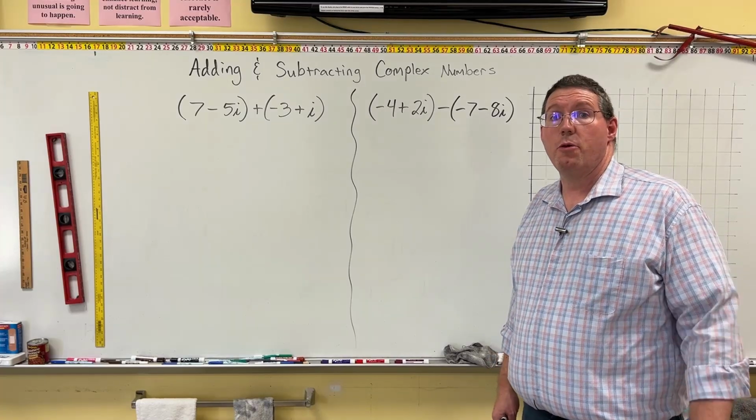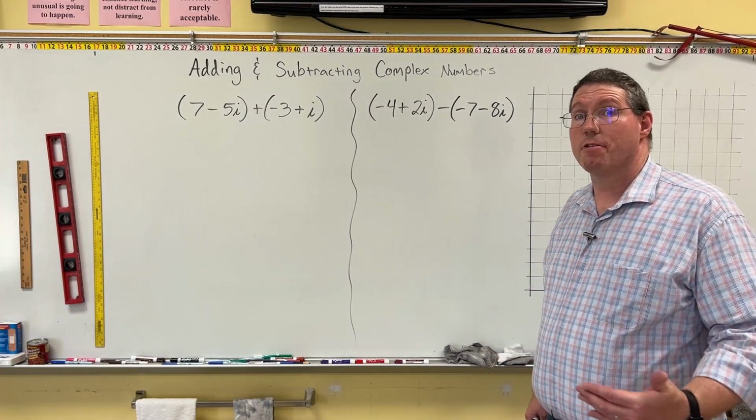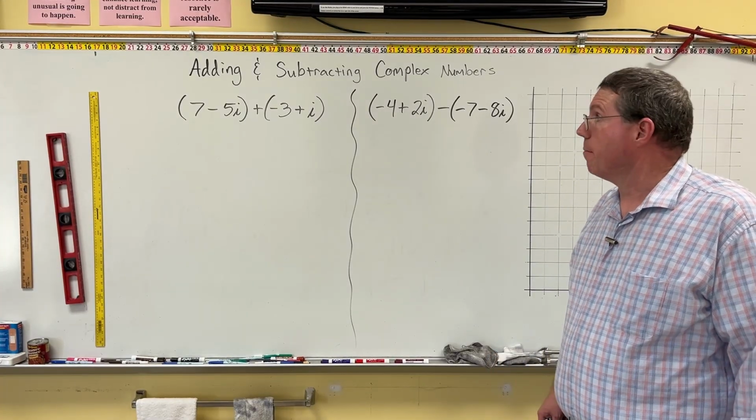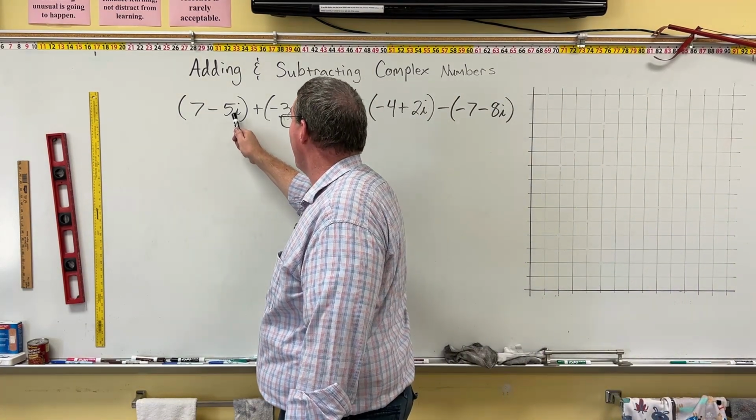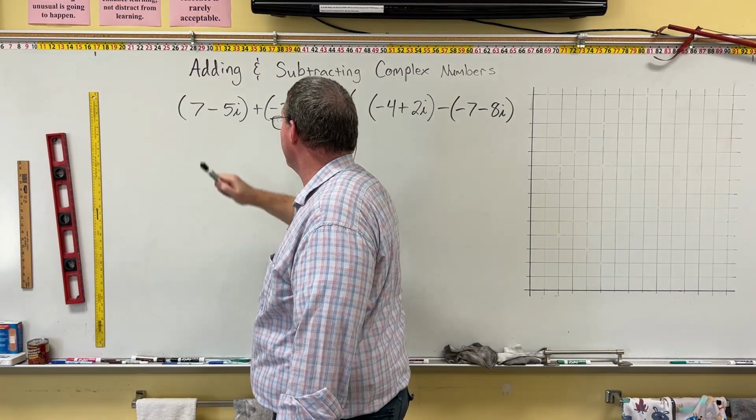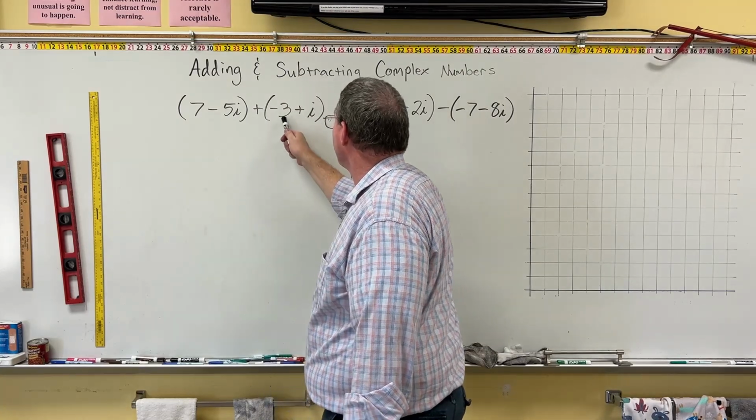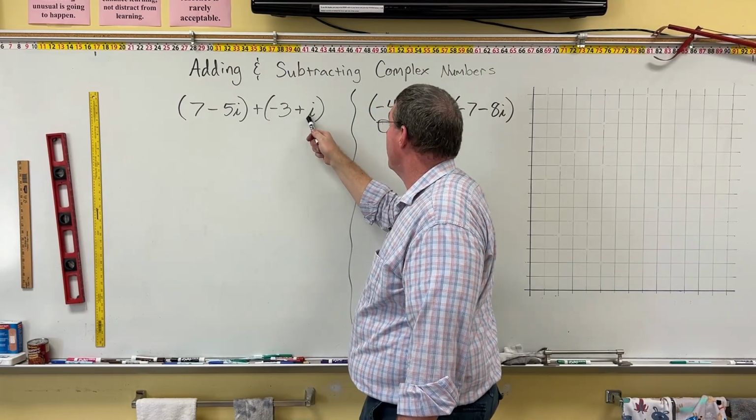So one of the things that you have to be able to do is add and subtract complex numbers. Here's a complex number, 7 minus 5i. See, it has a real part and it has an imaginary part. Here's negative 3 plus i. It has a real part and an imaginary part.